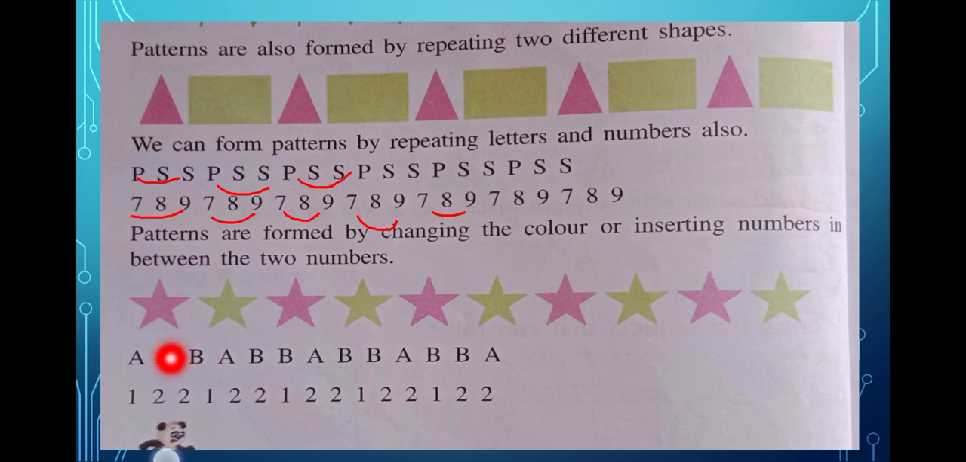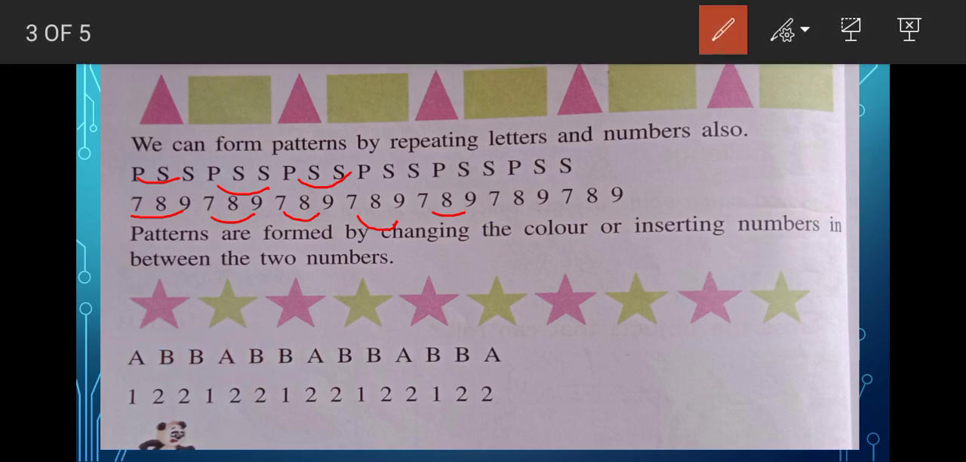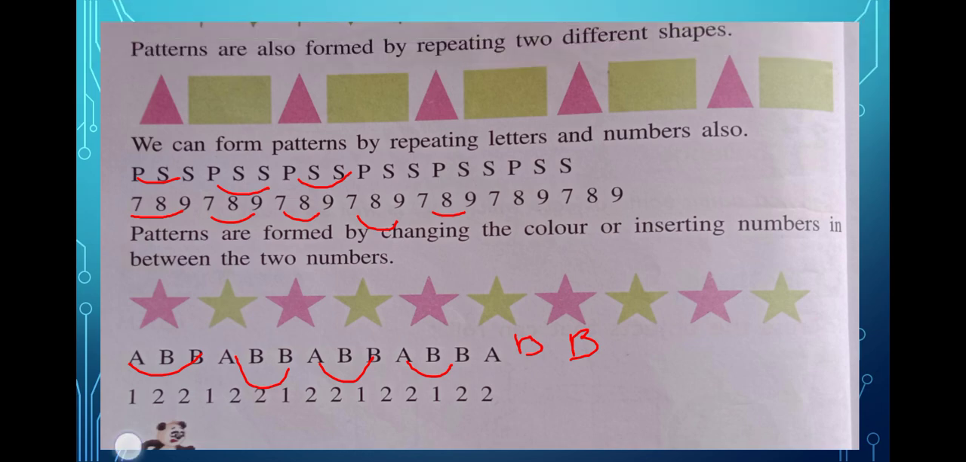See here now, A, B, B, A. No, it's not repeated like that. A, B, B, then again A, B, B. I'll show you the pattern: A, B, B, then again A, B, B, A, B, B. Then A is written here, so what will be the next in the pattern? A, B, B. So this is the method. In the same way here, see: 1, double 2, 1, double 2, 1, double 2. If you want to extend it, it will again be 1, double 2.